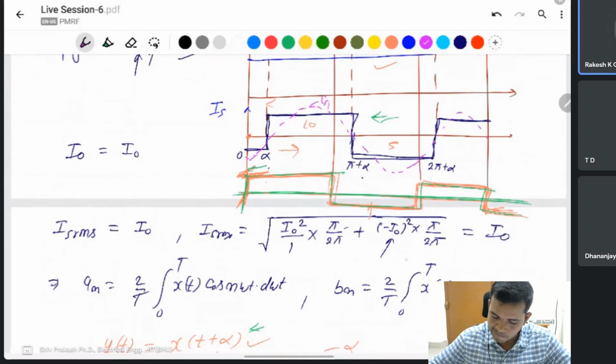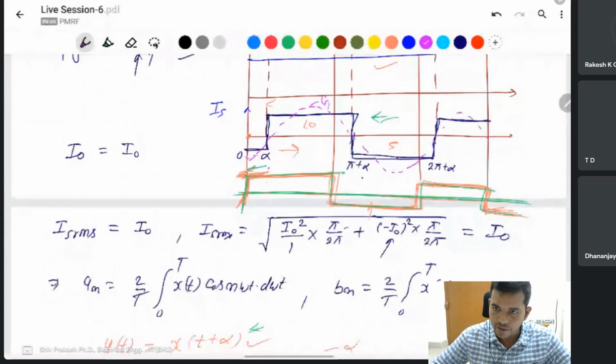If you have a square waveform, simply you add this one like that. To find the RMS value, take a root of this one, and take the magnitude and how much time the magnitude is present, divided by the total time period.